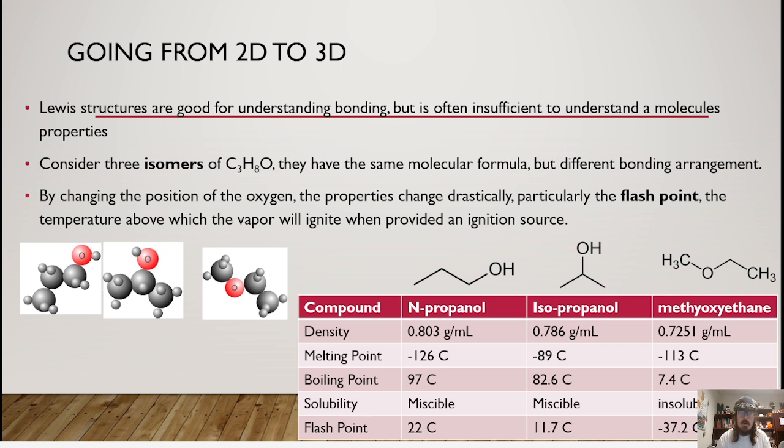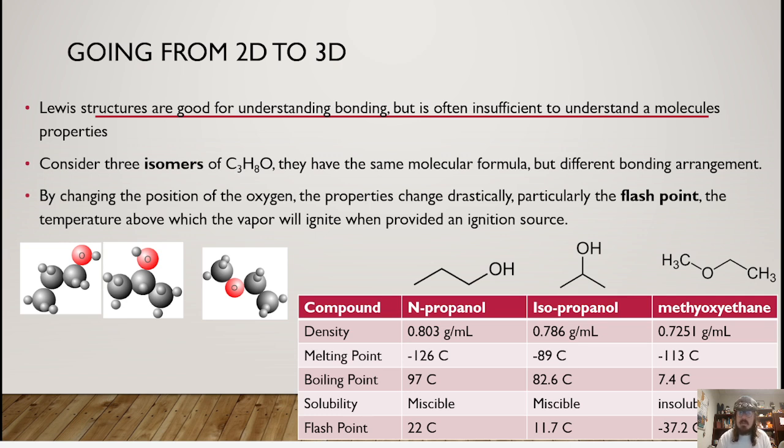Just based on the structure, all carbons have 4 bonds to them. All oxygens have 2 bonds to them. All hydrogens have 1 bond to them. So nothing is really special here except how they're stuck together.